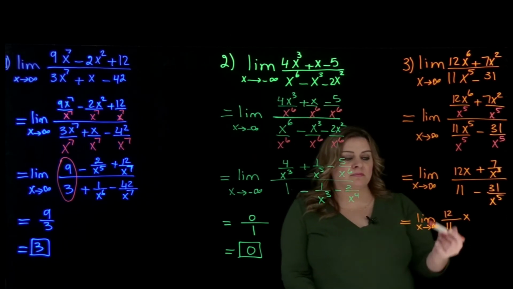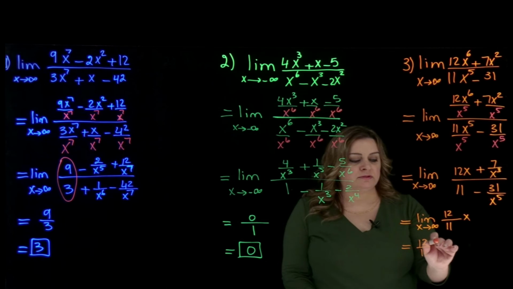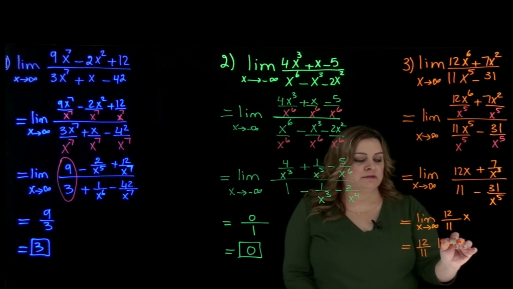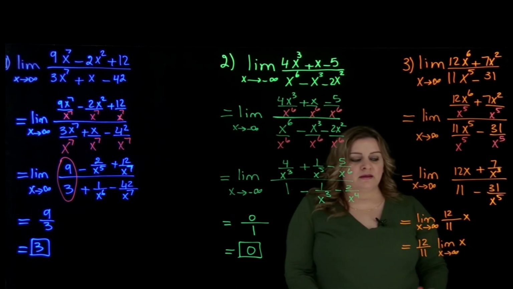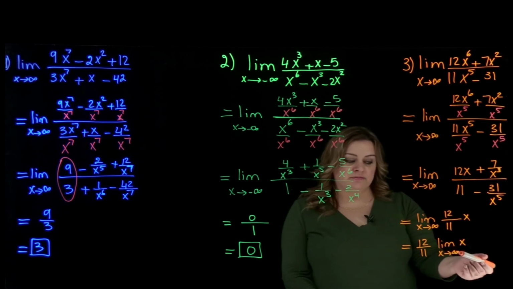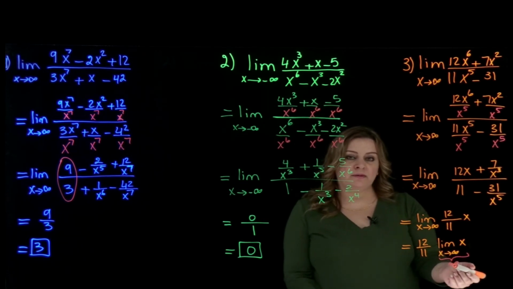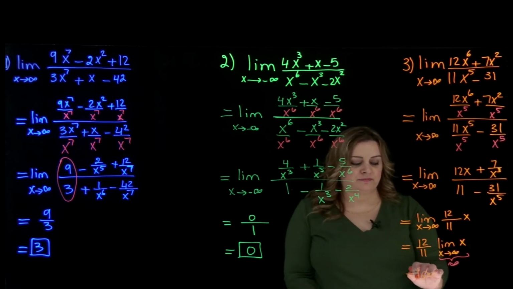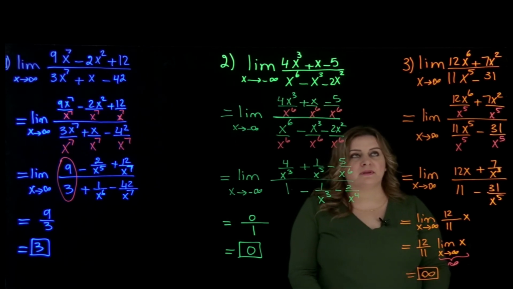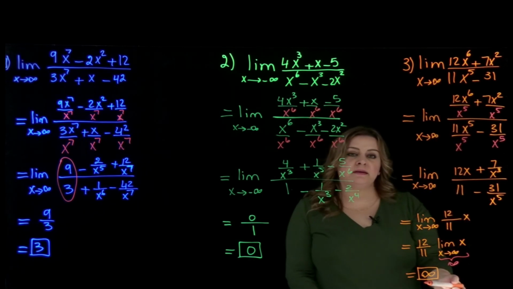Now I can bring the 12 over 11 out, and then I'm left with the limit of x as x approaches infinity. So the limit of x as x approaches infinity is going to give me infinity. A constant multiplied by infinity, a very large number, is just going to be infinity. So the limit of my function as x approaches positive infinity is infinity.